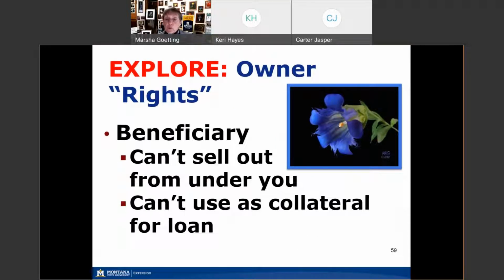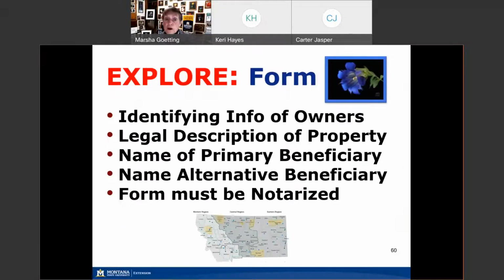Now, what is a transfer on death deed? Well, it's one that you file while you're living, but while you're doing that, you name a beneficiary. That beneficiary can't sell it out from under you. See, you put that property in joint tenancy and you've got some challenges. That joint tenant might decide, oh, I'd rather sell it. Well, let's not think they're going to be that nasty. But with a beneficiary, they can't even use it as collateral for a loan. It's not theirs until you die.